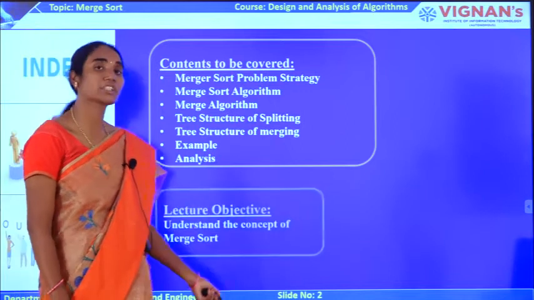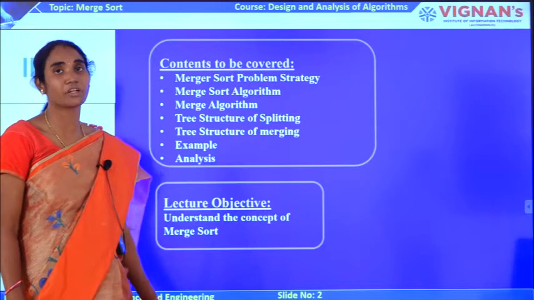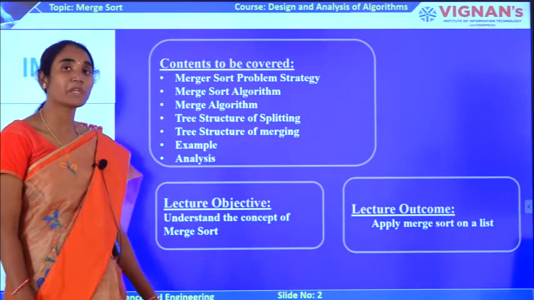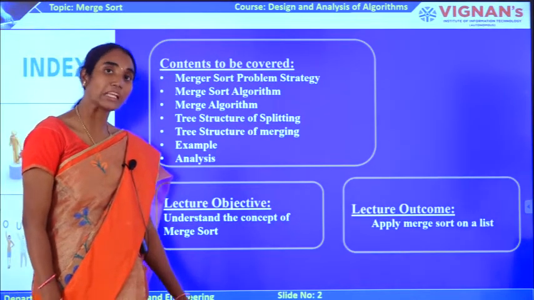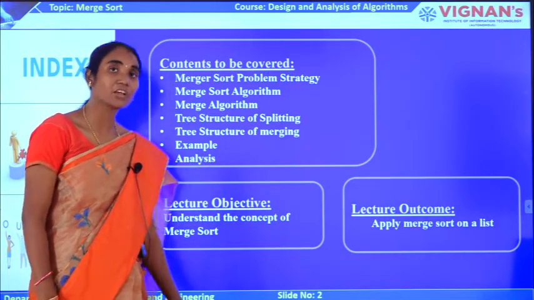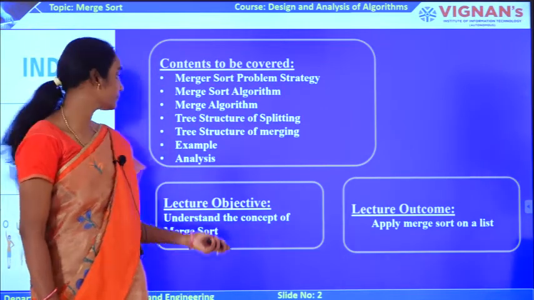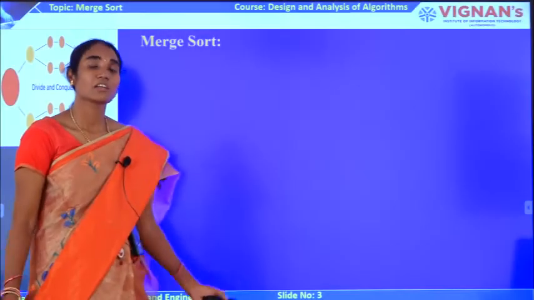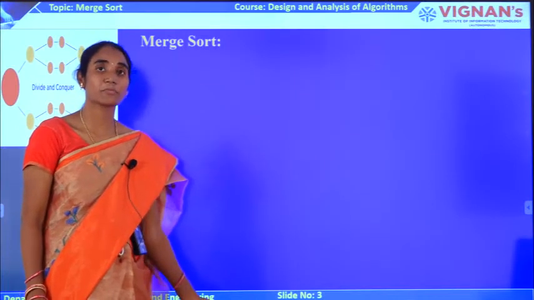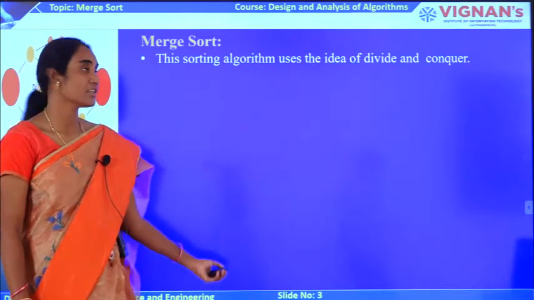The main objective of today's lecture is that students are able to understand the concept of merge sort. And the main outcome is that students are able to apply the merge sort technique on an unsorted list. Merge sort is one of the applications of divide and conquer, so it uses the divide and conquer strategy.